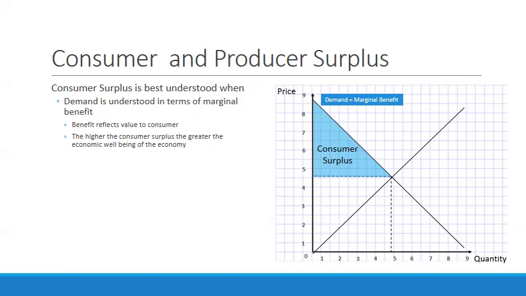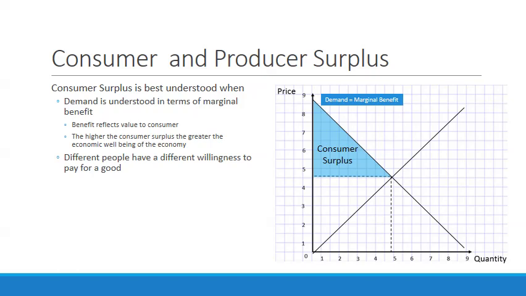So value is equal to marginal benefit. Marginal benefit is looking at demand. So the higher the consumer surplus, the greater the economic well-being of the country. Because that means, from this standpoint, that we're able to purchase goods that have a lot of value at low prices, and that's good for us, because that means that we have more available money to us.